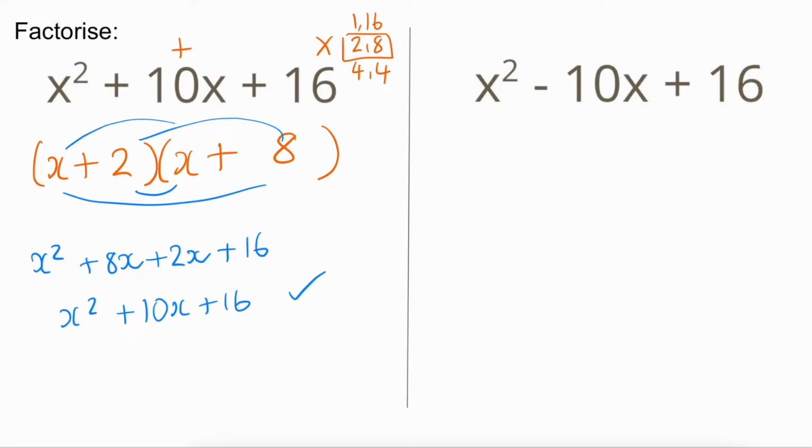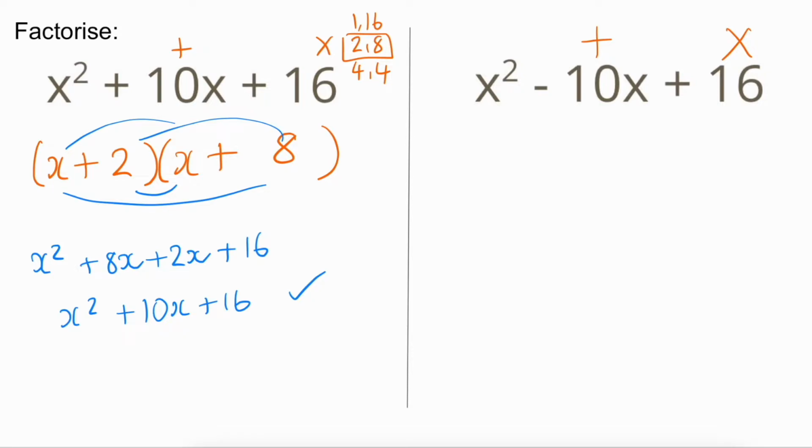So the second one, this time we're going to work out what times is together to make 16 and adds together to make minus 10. So again, we just start with our factors of 16, okay, and then we're thinking what adds together to make minus 10. And this time we can see, well, if these were both negative, then that would give me my minus 10. But because a negative times a negative is a positive, we still get the positive 16 that we're looking for.